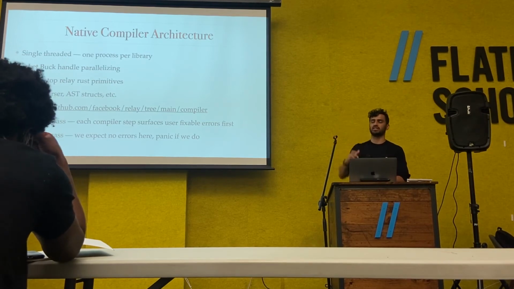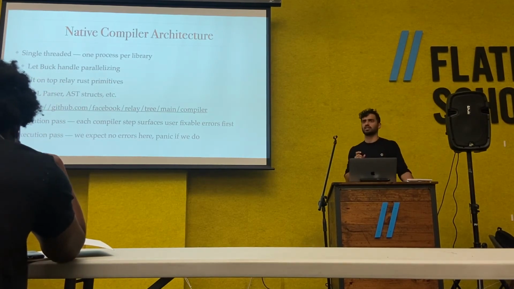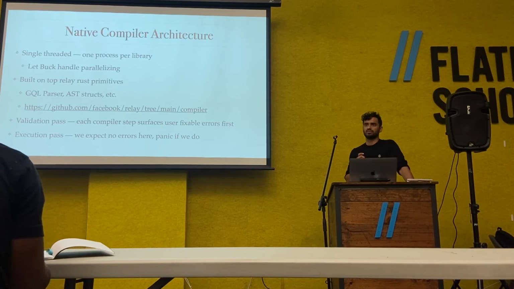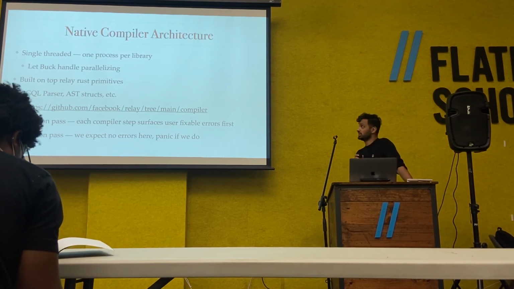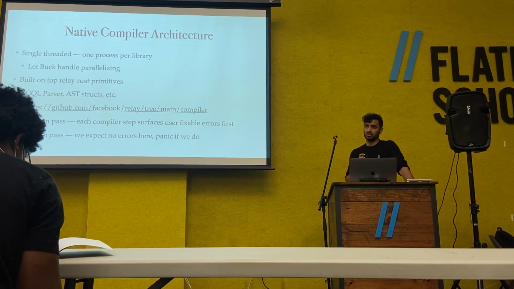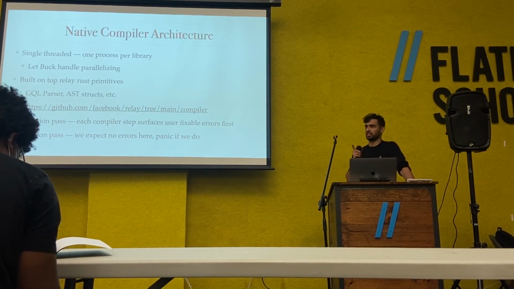Yeah, so are there any sort of optimization passes, and if there are, how does the user control which optimizations to use? Yeah, so in the native compiler, we don't do that many optimization passes for our models and our queries. I know Relay does significantly more than we do.